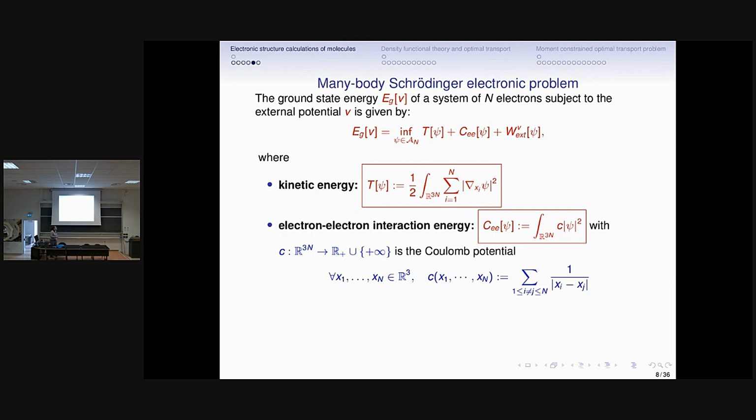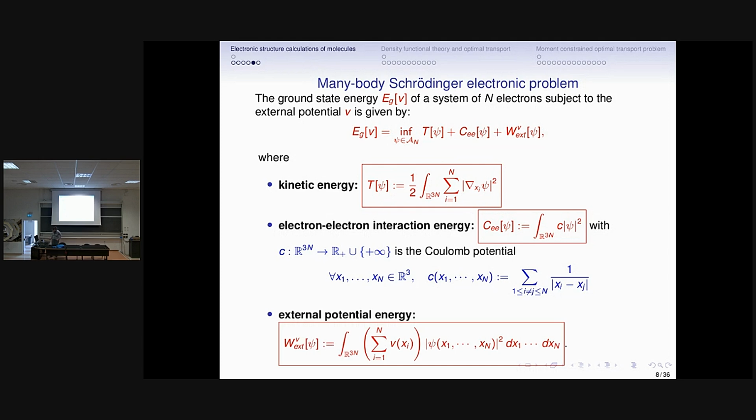The electron-electron interaction energy is equal to this quantity. This is the integral of a function c that is written here times the square modulus of psi. Here the function c is given as a sum of all Coulombic interaction potentials between all the different pairs of electrons located at points xi or xj. And lastly, the external potential energy writes under this form here.